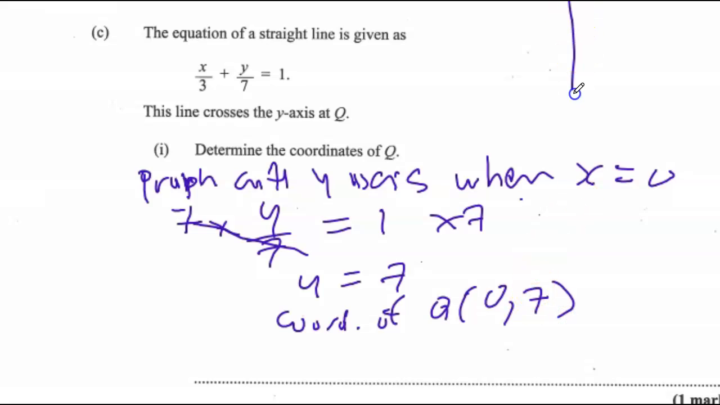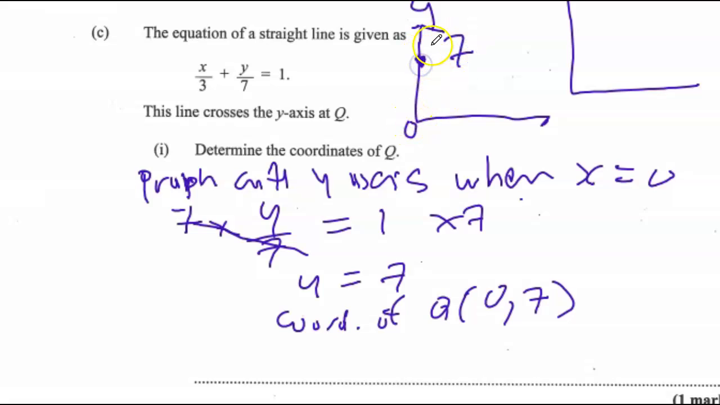Remember, if you have a graph, let's do a pictorial representation here. If this is the y-axis, and it cuts the y-axis at 7, then what are the coordinates of this point? 0, 7.